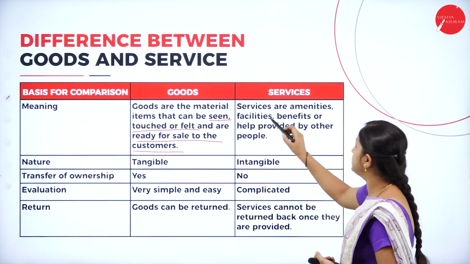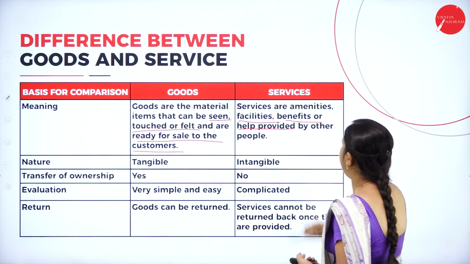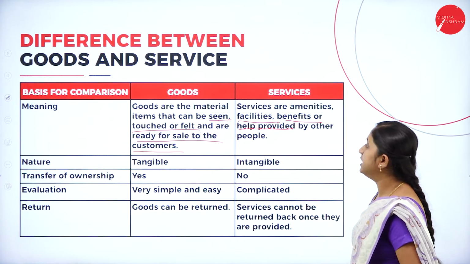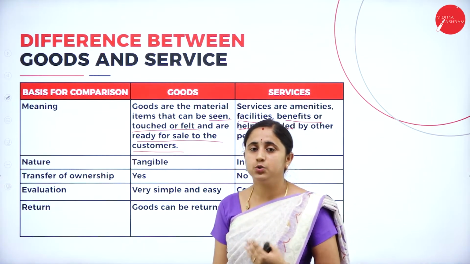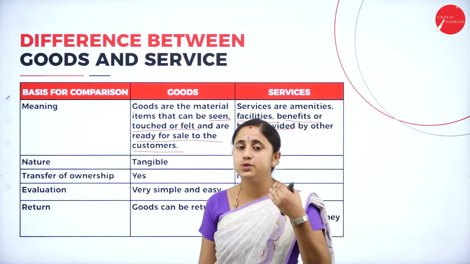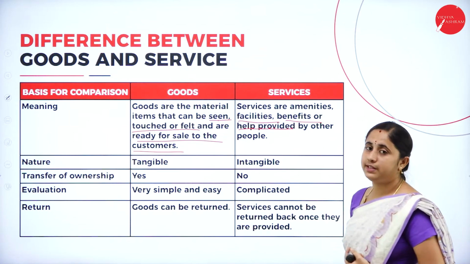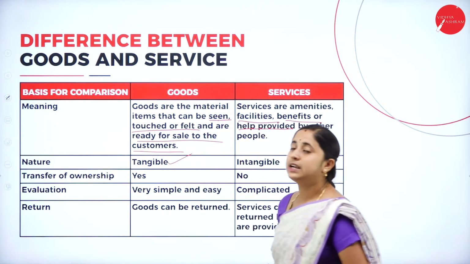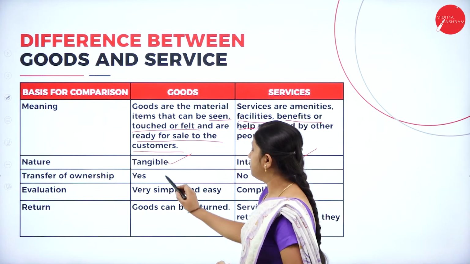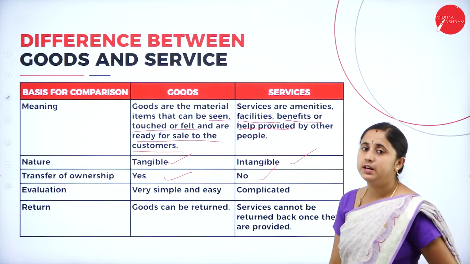But services are amenities, facilities, benefits or help provided by other people. So services means amenities, facilities, benefits or help provided by one person to another person, but it is not ready for sale. The service is not ready for sale for the consumer. At the time of consumption only, you are going to render the services. So nature: goods are tangible, services are intangible. Transfer of ownership. Yes, you can transfer the ownership in case of goods. You cannot transfer the ownership in case of services.